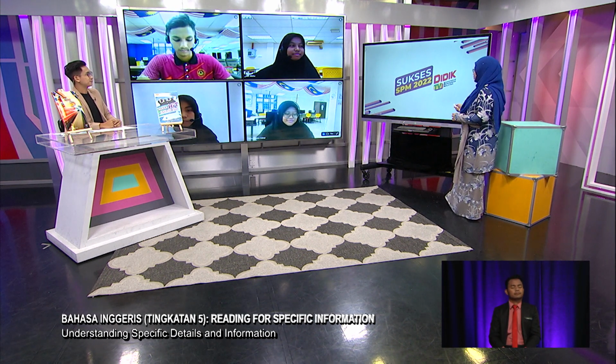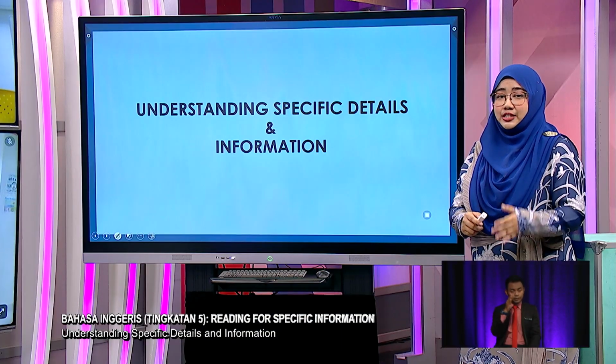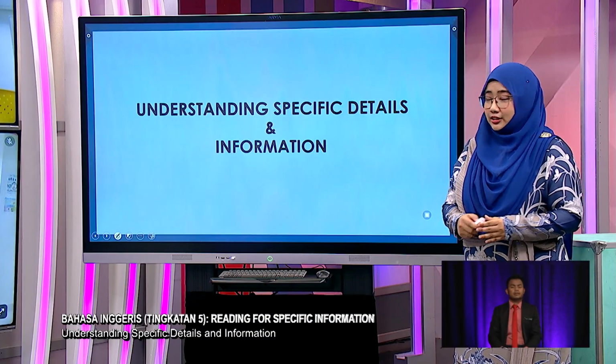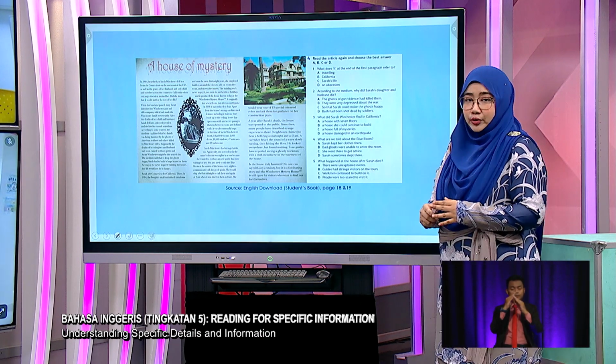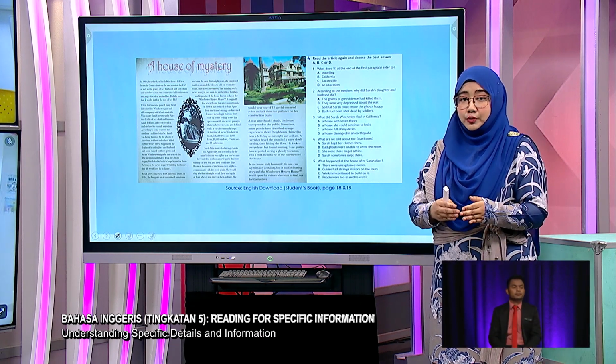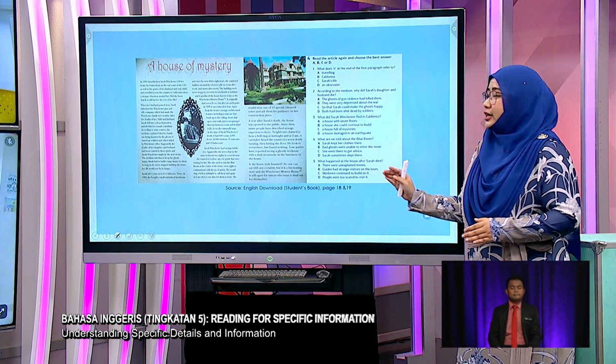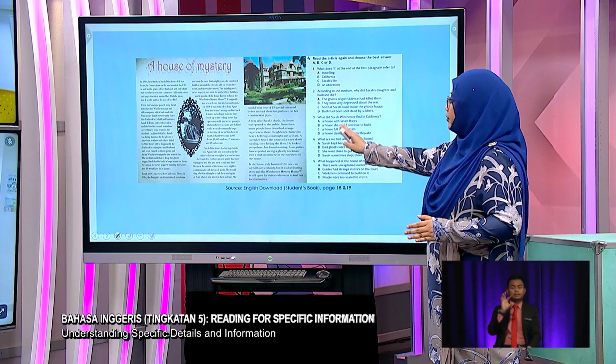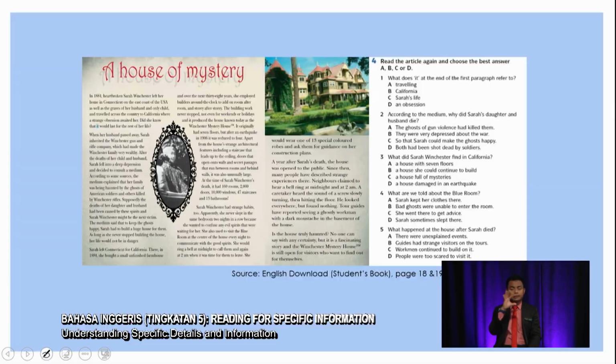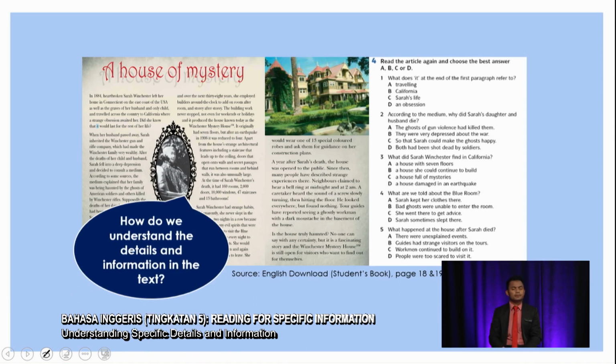Okay, now we are going to proceed to understanding specific details and information. For viewers at home, you can refer to our textbook, download pages 18 and 19 for this text. As you can see here, we have a text entitled A House of Mystery on the left, and on the right-hand side, we have 5 comprehension questions. So how do we understand the details and information in the text?